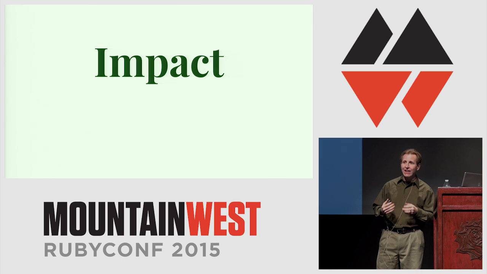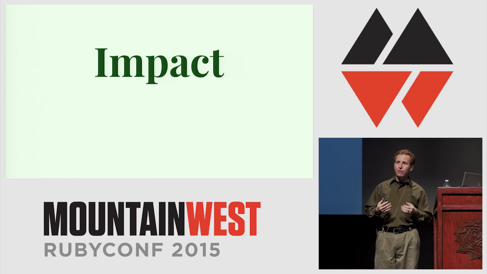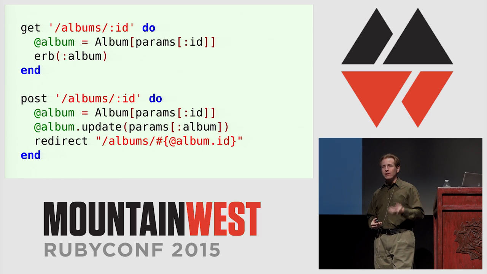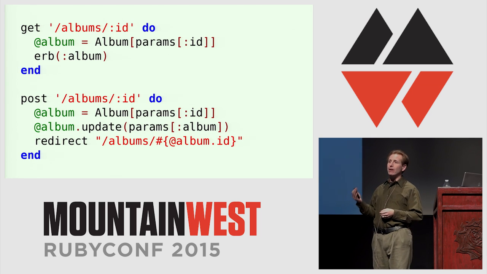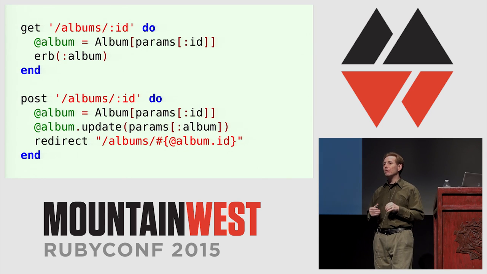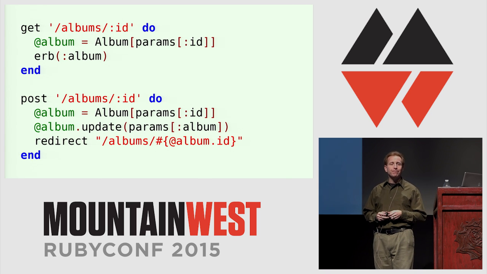So I'm going to discuss the advantages of integrating routing with request handling, and then explain what web frameworks that lack this integration offer in terms of similar functionality. So let me start with some example Sinatra code. And this is fairly simple. We have two routes, one for get and one for post, both related to a specific album. When I was using Sinatra, this was pretty typical in many of my Sinatra applications.